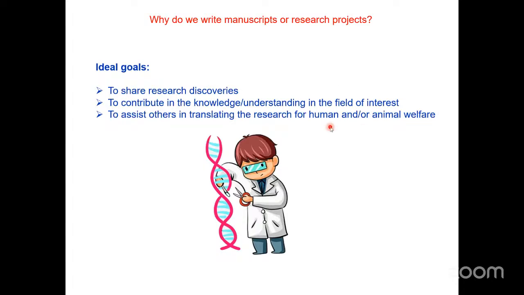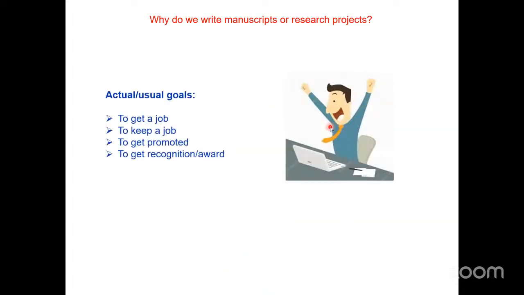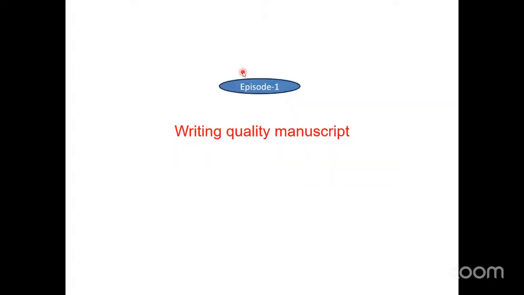So these are the ideal goals, but you think there are always some hidden agendas, you can say. The actual or usual goals are to get a job, to keep a job, to get promoted, or to get recognition or awards. Actually, these are the actual goals for which we write manuscripts or research projects. Writing a research proposal and writing a manuscript are two different things, so I will explain one by one.